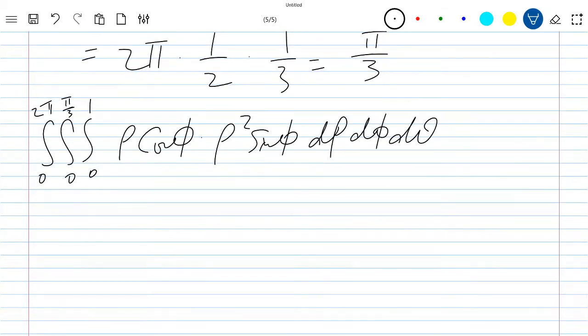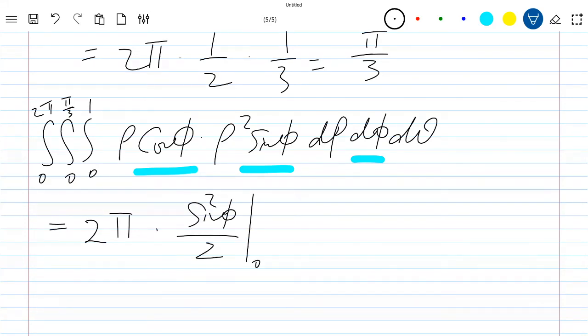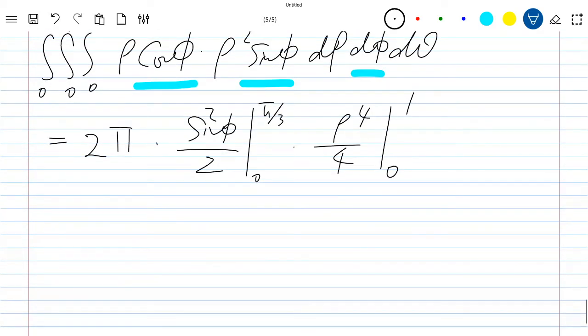Alright, let's see. How do we get to that? Still separate them. For theta it's just 2 pi. And for the phi part, it's a cosine phi sine phi, right? You can merge cosine phi with d phi, so you get a d of sine phi, then that gives you sine phi squared over 2, from 0 to pi over 3. And for rho, it's just rho times rho squared, which is rho cube, and you get rho to the 4th over 4, 0 to 1.